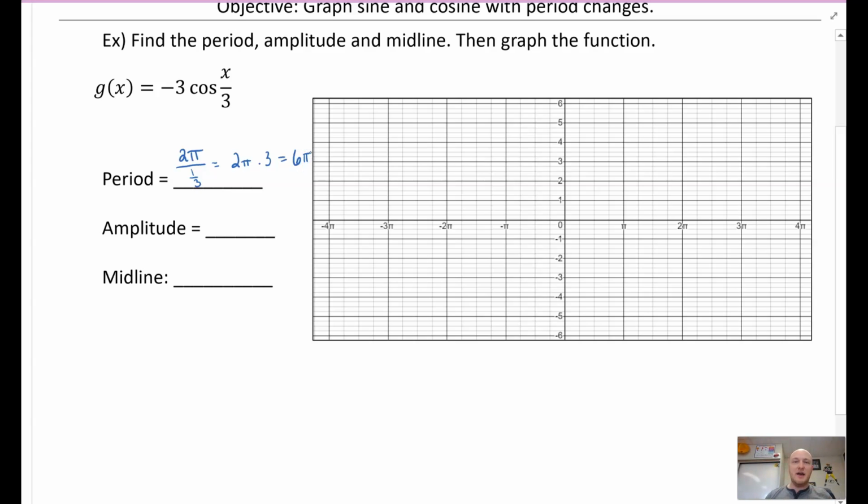So 6 pi, our cycle will repeat, okay? Our amplitude is just the absolute value of our a parameter, which in this case is -3. So our amplitude is going to be 3. And our midline is our k value, which in this instance is 0. I don't have a k value back on the end, so my midline is going to be 0.